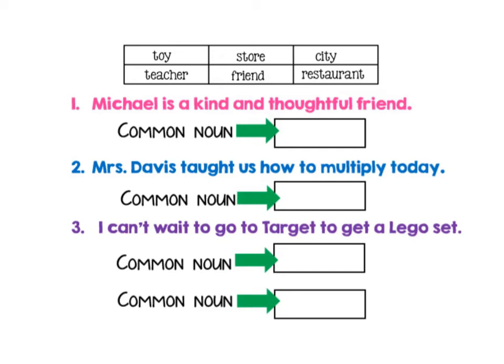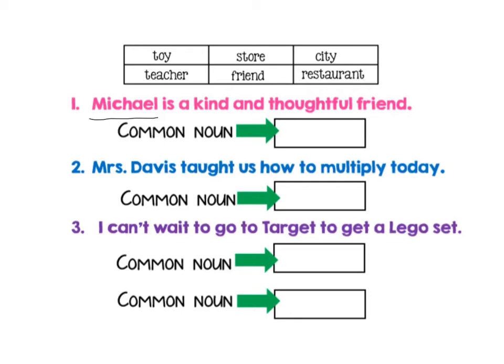So before we get started, you need to write down the first sentence. Michael is a kind and thoughtful friend. Pause the video so you can write this sentence down. Now that your sentence is written down, we need to look at it and figure out what the proper noun is. Remember that proper nouns start with a capital letter. So Michael is the proper noun in this sentence. So on your paper, you should underline the word Michael.